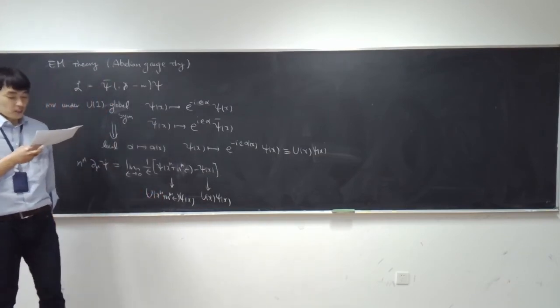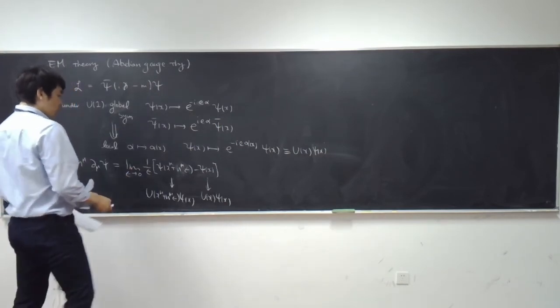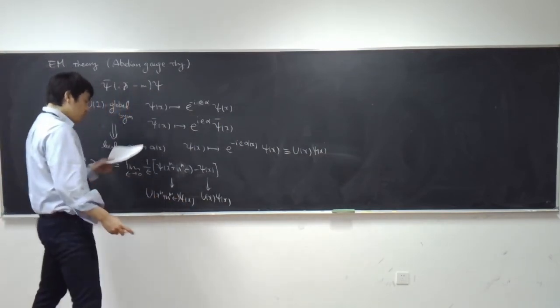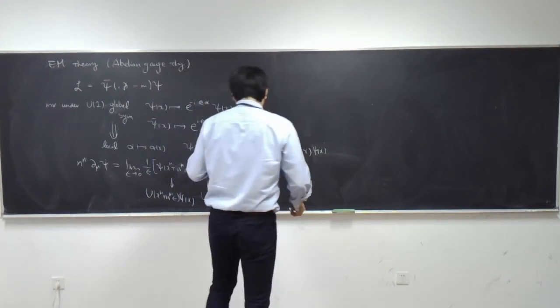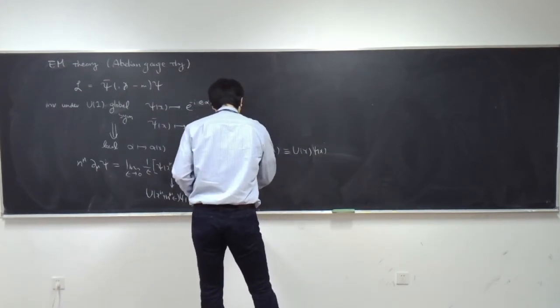Okay, so to make a bridge between them, we introduce the following object, the so-called Wilson line.